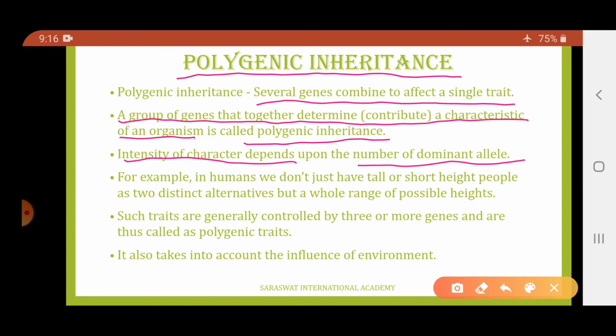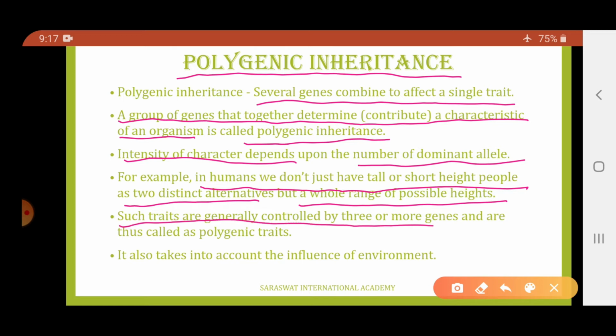For example, again we'll read it. In humans, we don't just have tall or short people as two distinct alternatives, but we have a whole range of possible heights, right? In the pea plant there were only two possibilities, either tall or dwarf plants. But is it the case in human beings? No. In human beings there is a wide range of possible heights. So basically such traits are controlled by three or more genes. And what are such traits called? They are called polygenic traits.